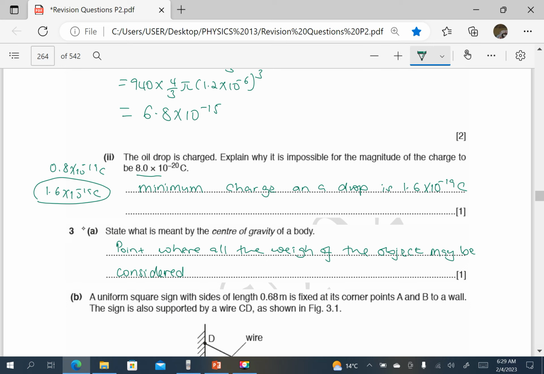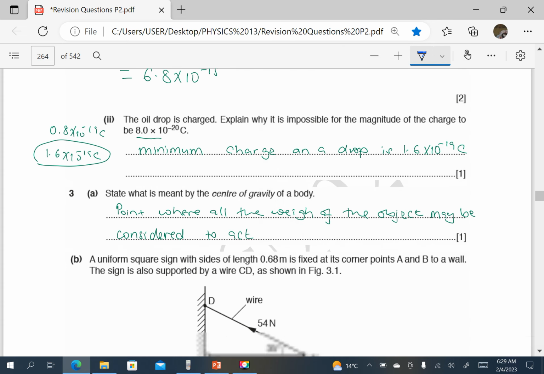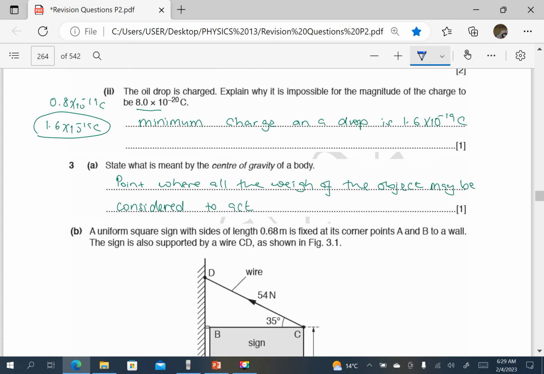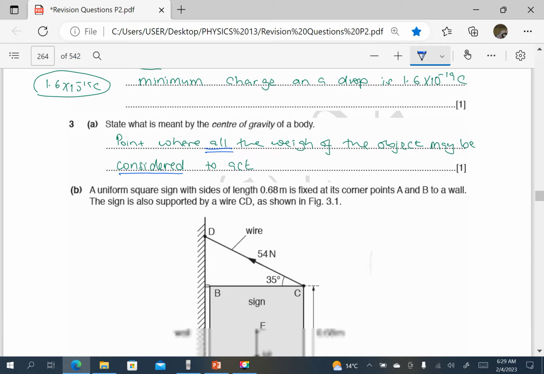It may not be acting there, but it is considered to be acting there. That is what we call the center of gravity. All the weight of the object is considered to act at that point. That is the center of gravity. The word all is very important, and considered to act is very important.